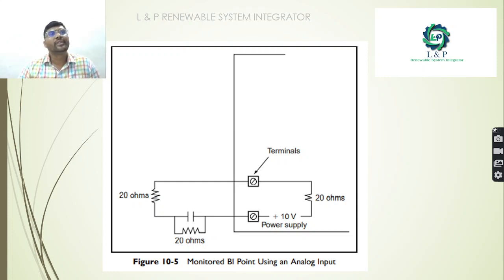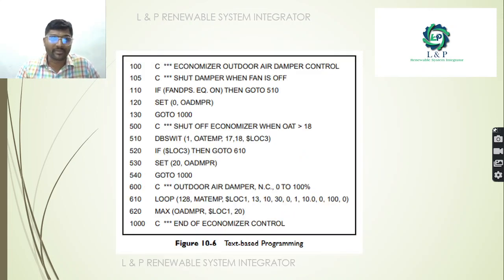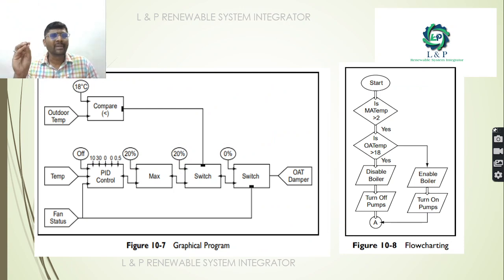Most importantly, nowadays we are using 0 to 10 volt DC for analog signals, and also in certain places we are using 4 to 20 milliamps output. So these are the text based programming which are still used in so many small controllers. It is just like an algorithm.